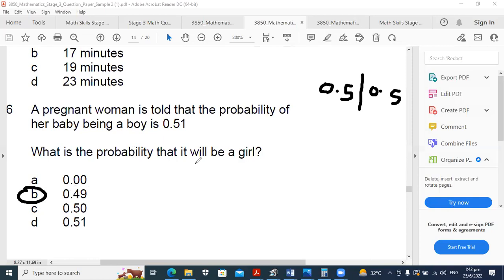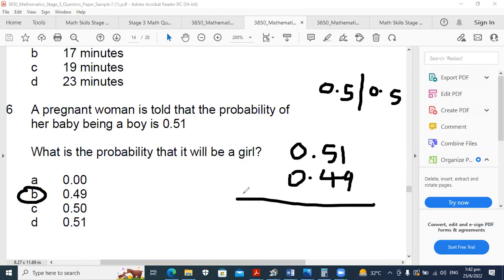0.49. So I'm going to understand this. All right, what is 0.51 plus 0.49? Yeah, that'll give you 1. It's just that they used 0.51.